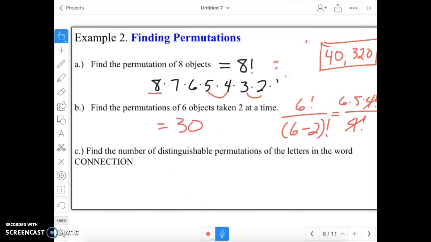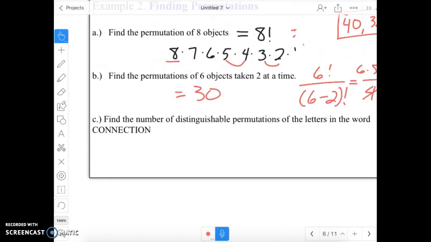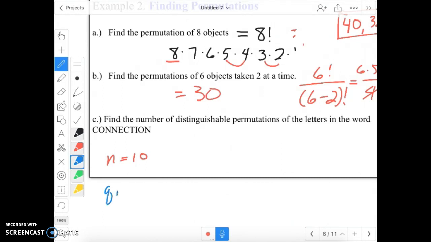And then this last one is a little bit tricky. So find the number of distinguishable permutations of letters in the word connection. So n is how many letters we have. 1, 2, 3, 4, 5, 6, 7, 8, 9, 10. Now, this one is a little bit different and doesn't follow our definition perfectly. Now, I'm going to break it up. Rather than calling these r, I'm going to call them q1. And a q1 is going to be if I have a letter that's repeated. So I have a C 2 times. So that'll be a 2.